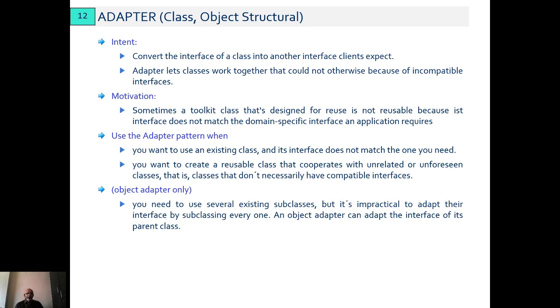So when to use the adapter pattern? When you want to use an existing class, but its interface does not match the one you need. In case of object adapter, you have several existing subclasses, but their interfaces are not adaptable or compatible. So an object adapter can adapt, due to which it works on the delegation principle. It works on the interface of the parent class. Through the parent class, the object adapter makes the other object access the children, right?